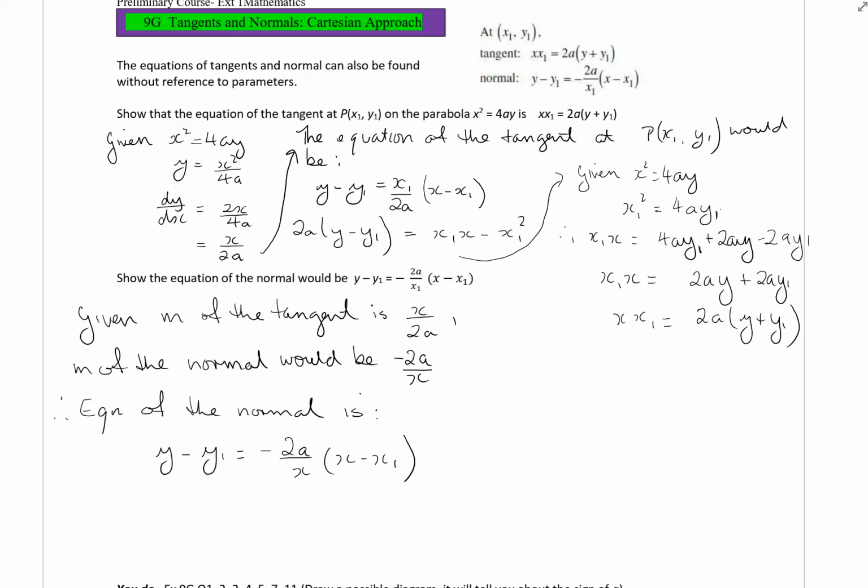Exercise 9G is just about getting the equation again of tangents and normals, but this time in what is formally called the Cartesian form. So when we draw our number plane and call this the y-axis and this the x-axis, and we have our equation x squared equals 4ay, we are operating in Cartesian form with x and y variables or pronumerals.